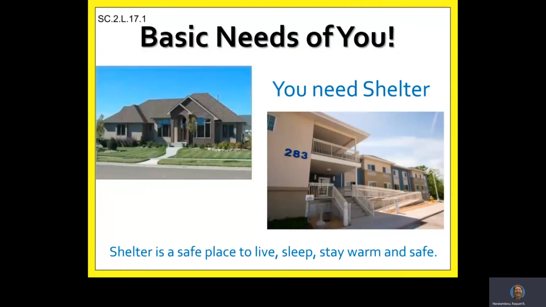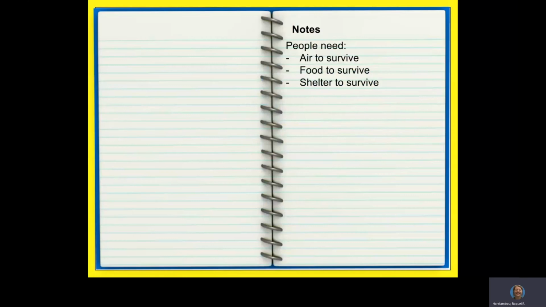We need shelter. Shelter is a safe place to live, to sleep, to stay warm and safe. So imagine if you had to live in your backyard with nothing over top of your head every night and it was raining, right? How would that make you feel? Would you feel warm? Would you feel safe? So to keep us alive and to keep us happy, we know that we need some type of shelter. And it might be a house, it might be an apartment, it might be a camper, it might be a trailer. It really just depends, as long as you have somewhere to keep you safe. So far we have air, food, shelter.